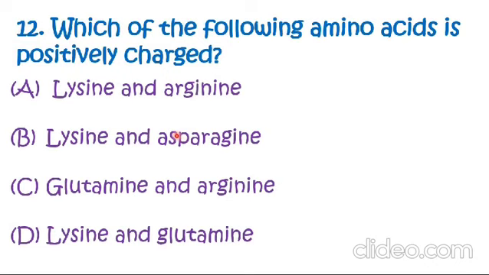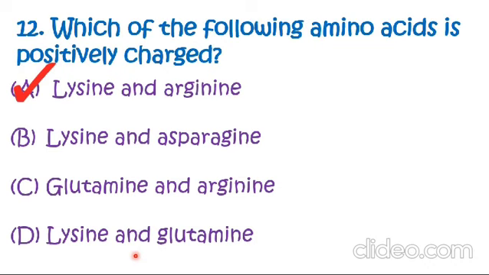Question number 12 is: which of the following amino acids is positively charged? Option A is lysine and arginine, B is lysine and asparagine, C is glutamine and arginine, D is lysine and glutamine. So the correct option over here is option A, lysine and arginine.